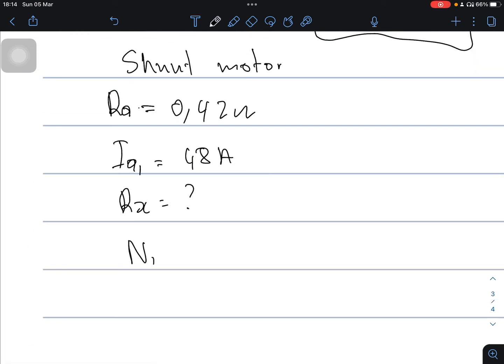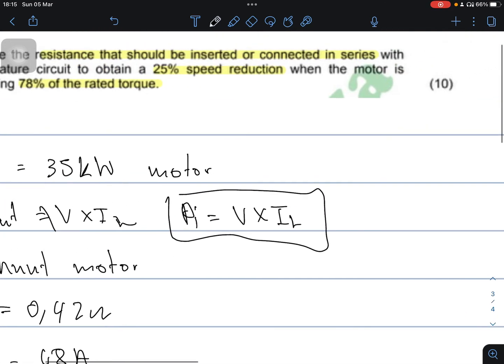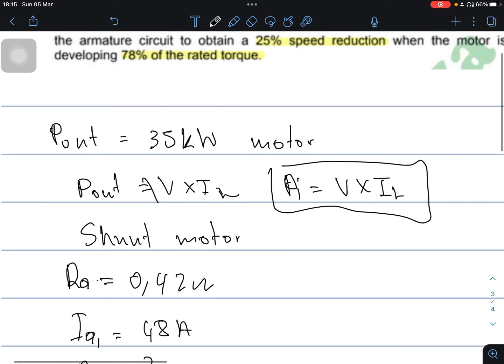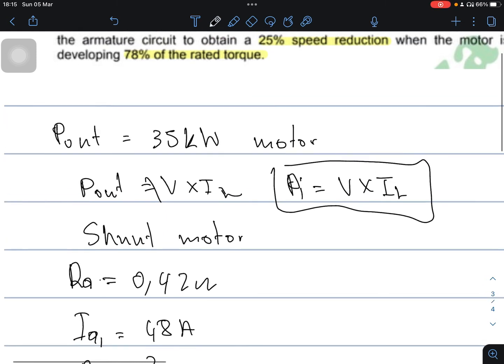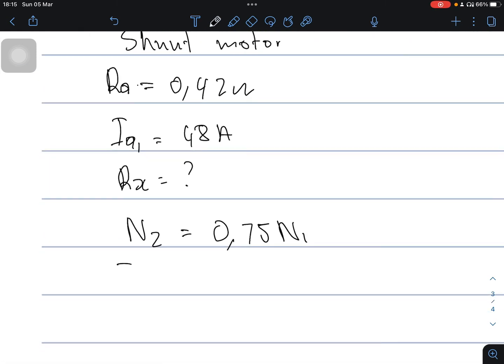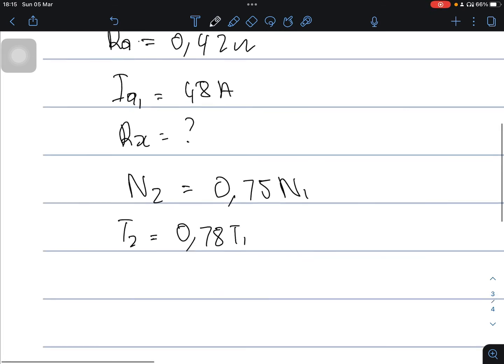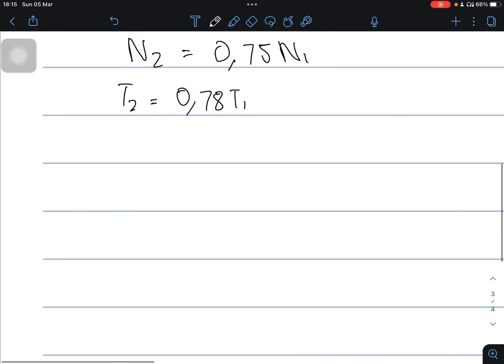That means N2 is equal to 75% of N1, because the speed is reduced by 25%, which means 75% remains. Please take note, when the motor is developing 78% of the rated torque, meaning T2 is equal to 0.78 T1.